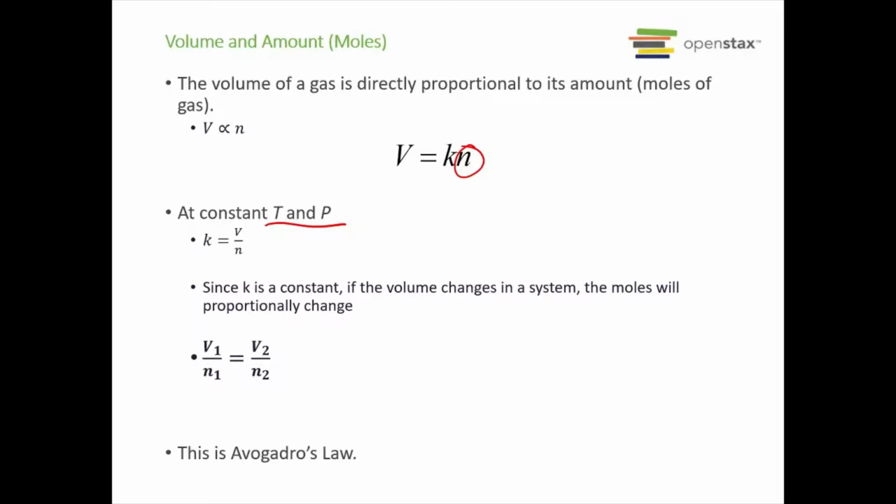So just like before with our proportional equations, this becomes V1 over N1 equals V2 over N2. Again, this is called Avogadro's law. No example for this one. Your book doesn't even have one. It just kind of keeps moving on.